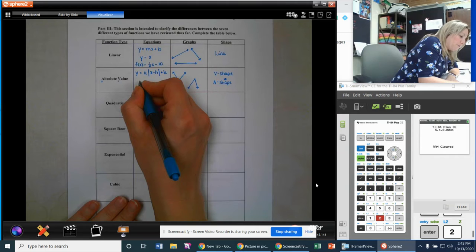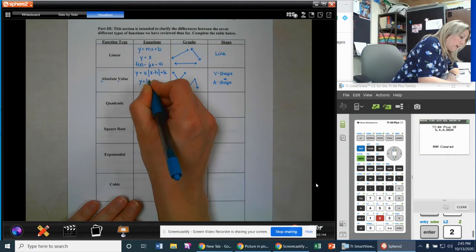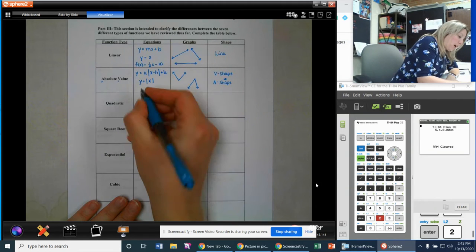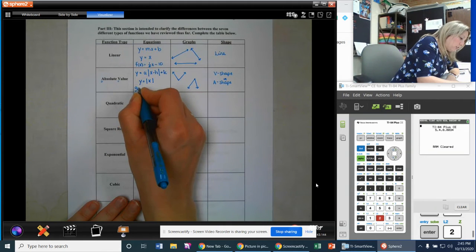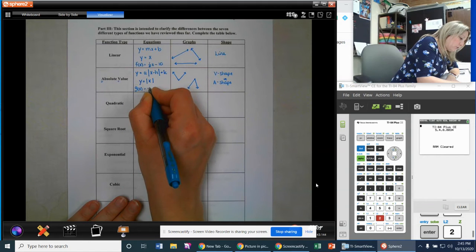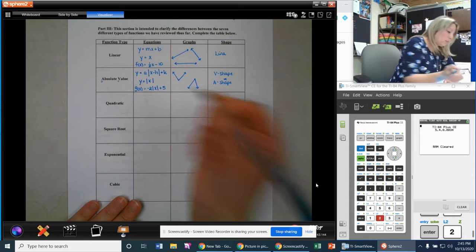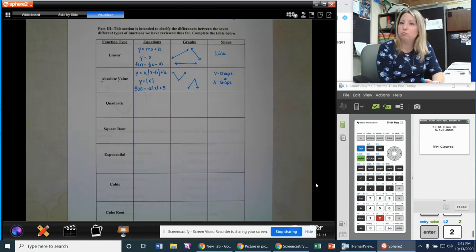A very basic absolute value is y equals the absolute value of x. A more involved absolute value graph, let's do g this time: g of x equals negative 2 times the absolute value of x plus 5. There's a more interesting looking absolute value graph, and we'll see a few of those and graph them in the next couple of lessons.